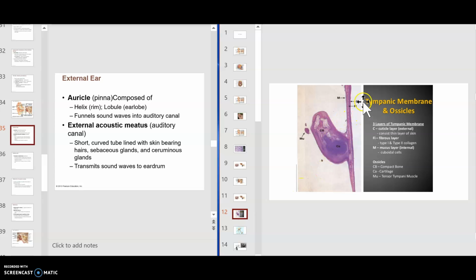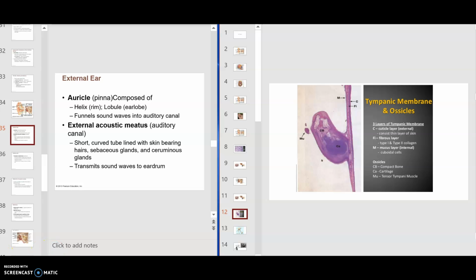The outer part of the eardrum, which you would be looking at with the otoscope, is a cutaneous membrane, which is skin. Then in the middle is a fibrous connective tissue layer, and on the inner area would be a mucous membrane. These would be the cartilage and so forth, and the compact bone of the temporal bone to show you.